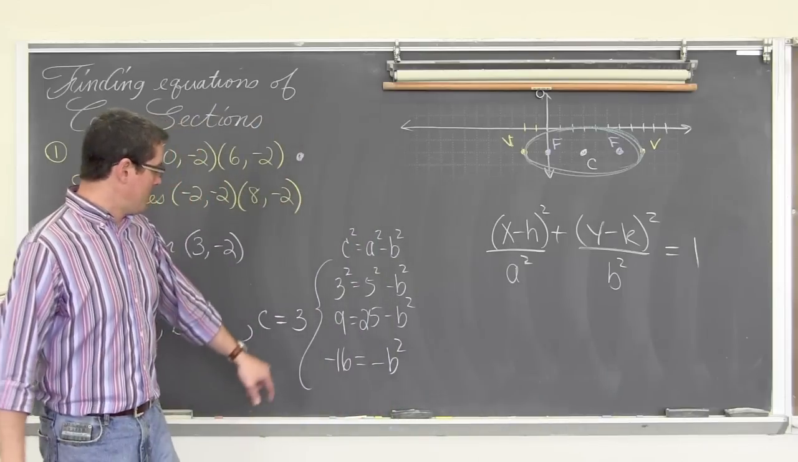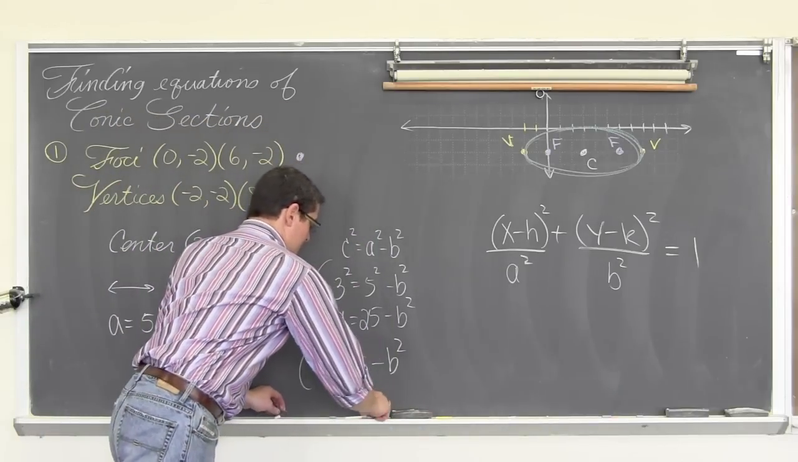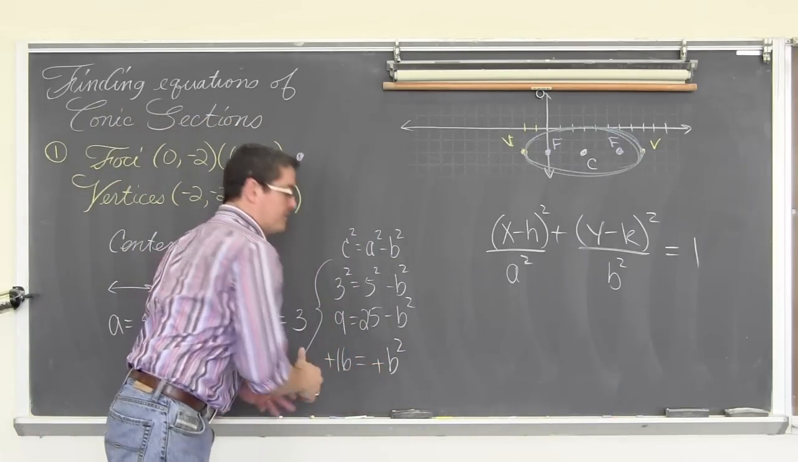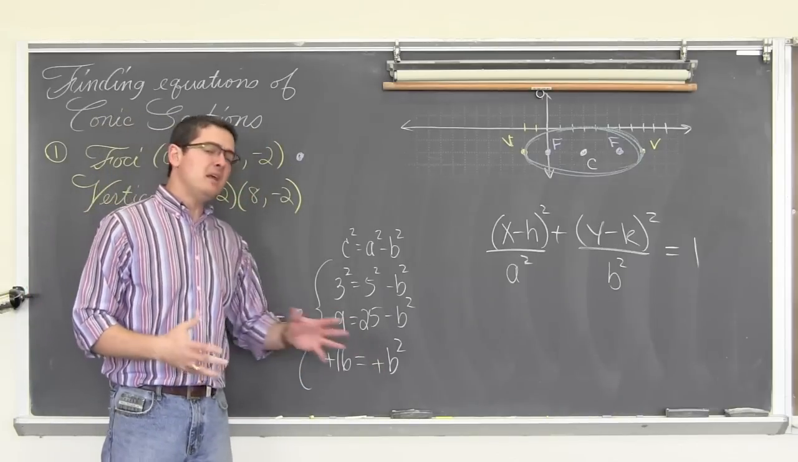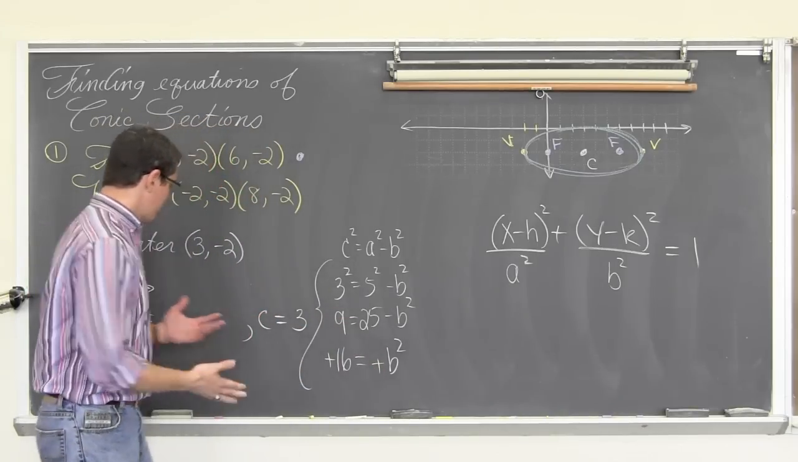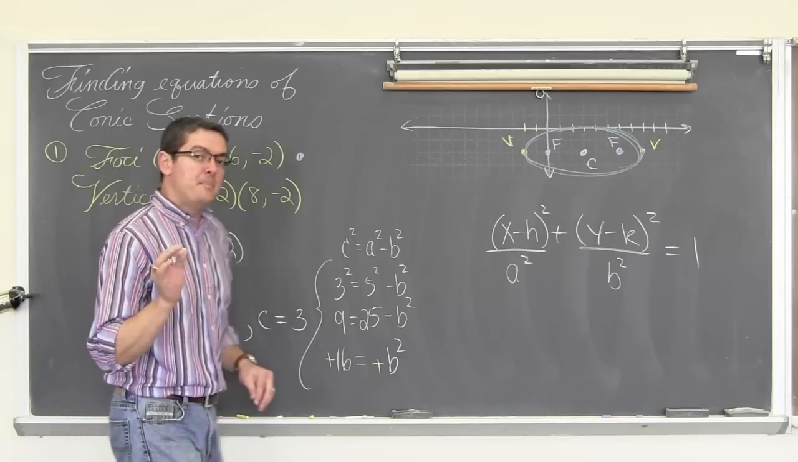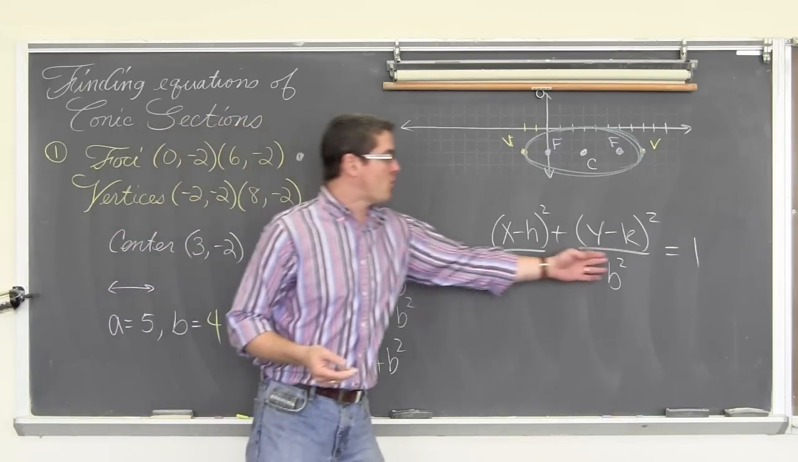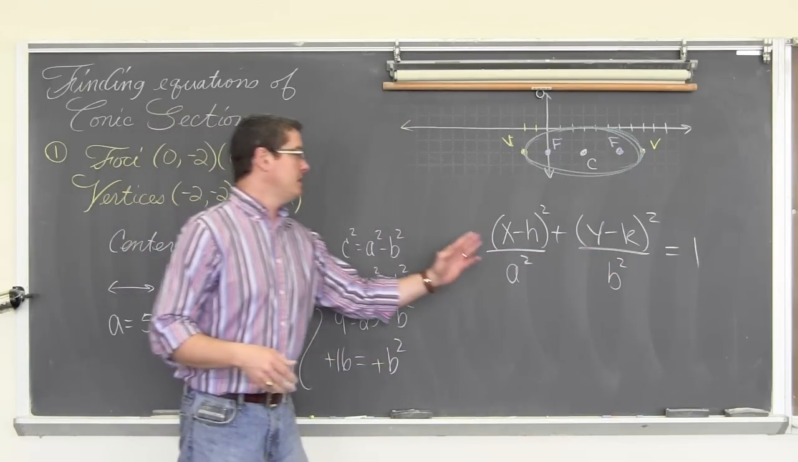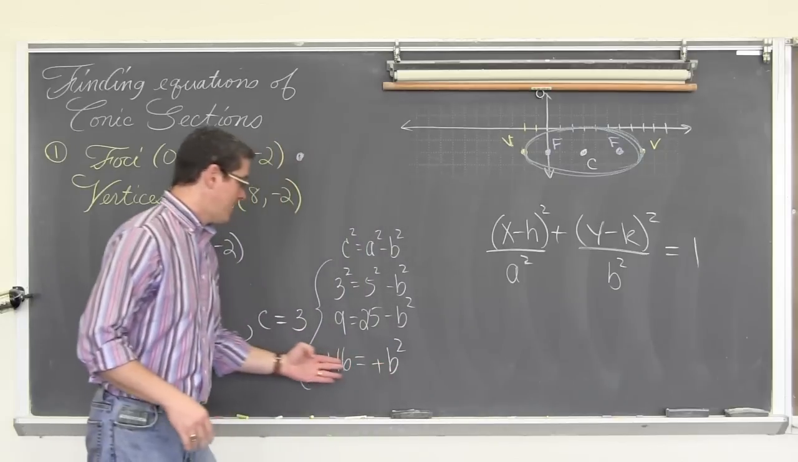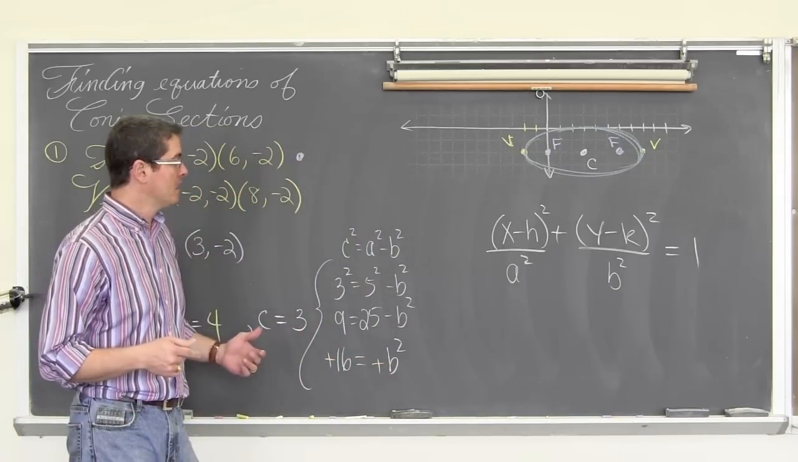And of course, we can just cancel out those negatives on each side of the equation by dividing both sides by negative 1. And b is equal to 4. I could fill that in, I guess, but we don't really care or need to know what b is, because to write the equation of this conic section, I need a squared and b squared, and I've already got b squared. It's equal to 16.